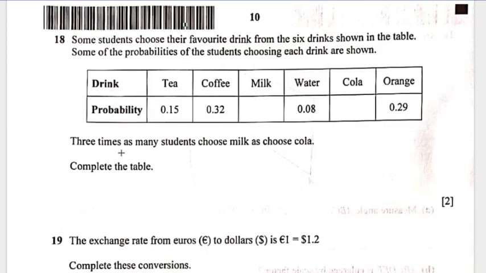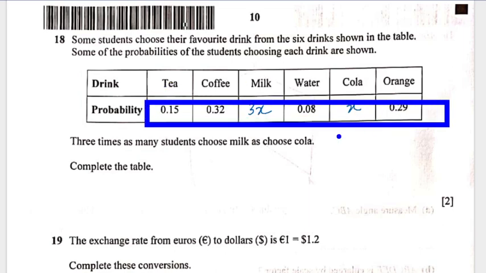Okay, next, here some students choose their favorite drink from the 6 drinks on the table. So we have tea, coffee, milk, water, cola, and orange. Some of the probabilities of the students choosing each drink are shown. 3 times as many students choose milk as choose cola. So which means here is 3 times of that one. So if you put x here, here will be 3x, isn't it? Right? So complete the table. So which means we need, this is the probability. You should know that the value of the total probability is 1.